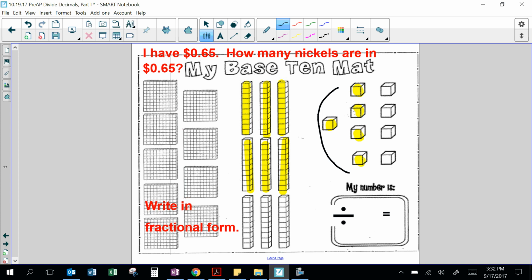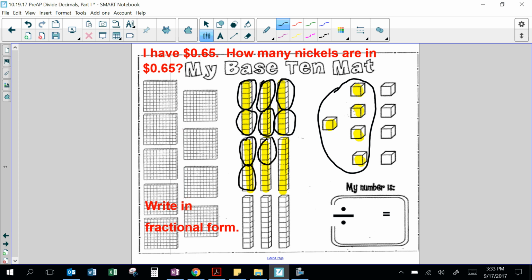Well, this is a nickel. 5 pennies. This will be a nickel. A nickel, a nickel, and so on. So how many nickels are in 65 cents?